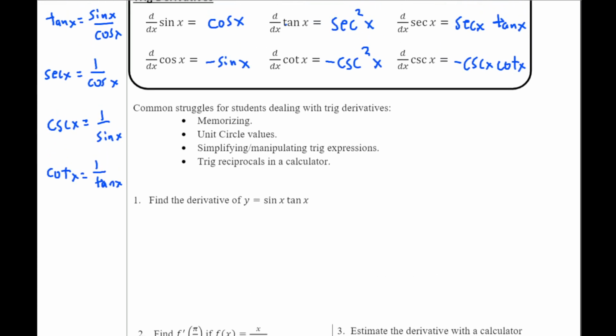First one, find the derivative of y equals sine x tan x. You see here it's a sine x times a tan x. This is product rule. So with this, let's just say dy/dx is equal to the derivative of the first, derivative of sine x is cosine x, leave the second, and then vice versa, plus sine x times the derivative of tan x, which is secant squared x. And you can just leave it like that.